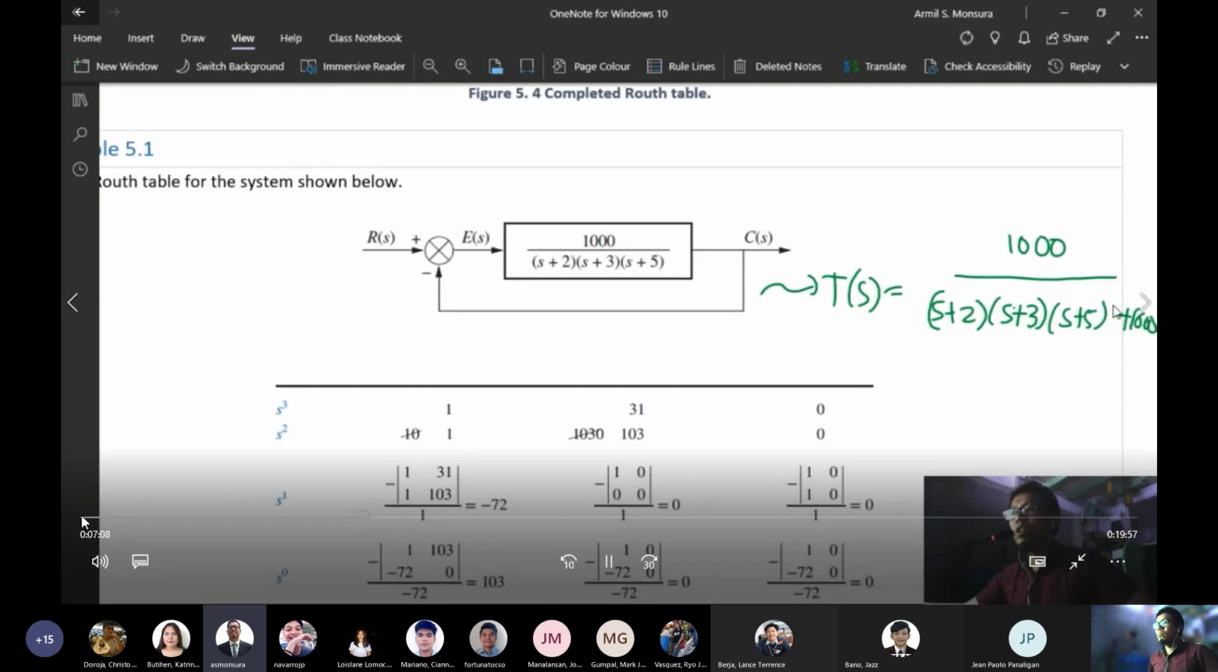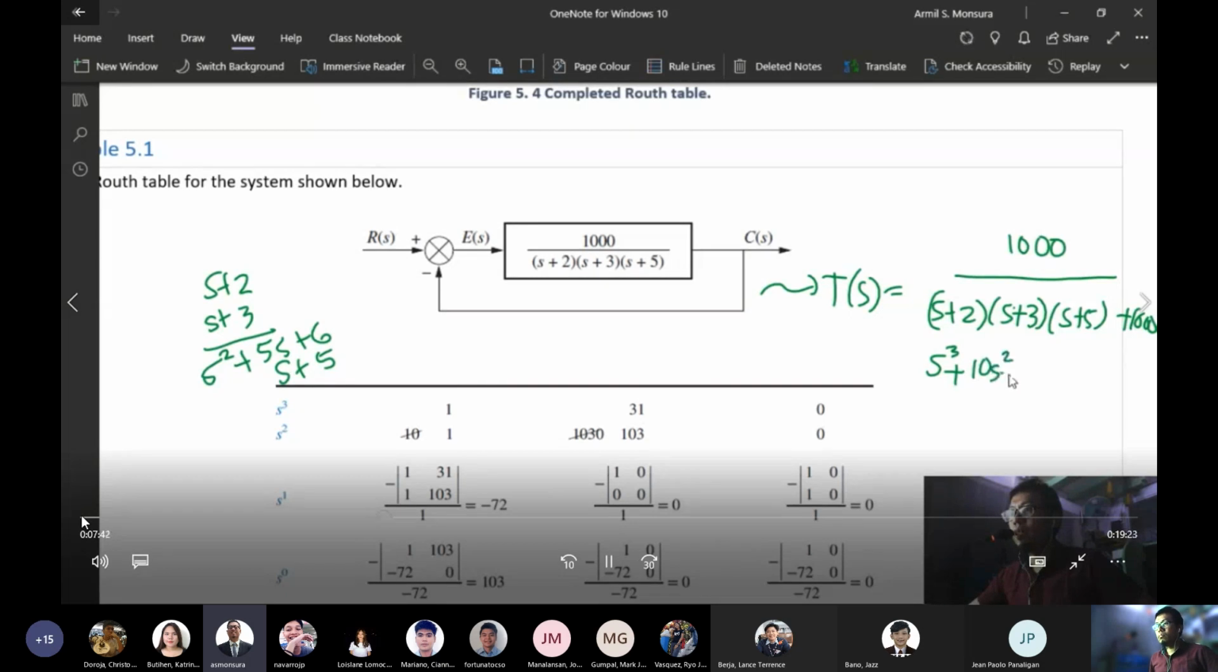Yan. Or kung i-expand natin ito, multiply natin siya dito, no? So S plus 2, S plus 3, this is S square plus 5S plus 6. Okay, then multiply natin with S plus 5. So this is S cube plus 5 plus 5, so that's 10S square.